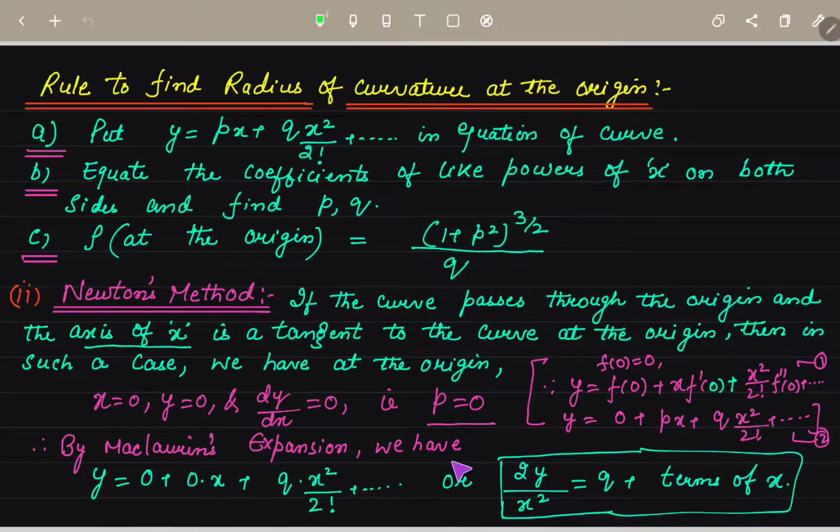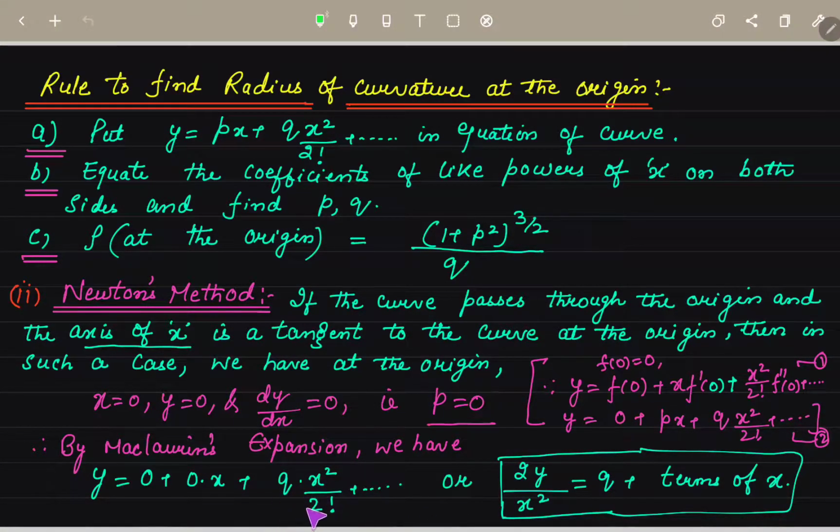So by Maclaurin's expansion, we know that this is the Maclaurin's expansion. Simply we have to put the value of p equal to 0. After putting p equal to 0, what will we get? We get y equal to 0. We know that this 0 comes from the first term, that is f of 0 equal to 0. So I have taken 0 plus 0 into x, p into x. So p is here 0, so 0 into x, and the rest of the terms as they are.